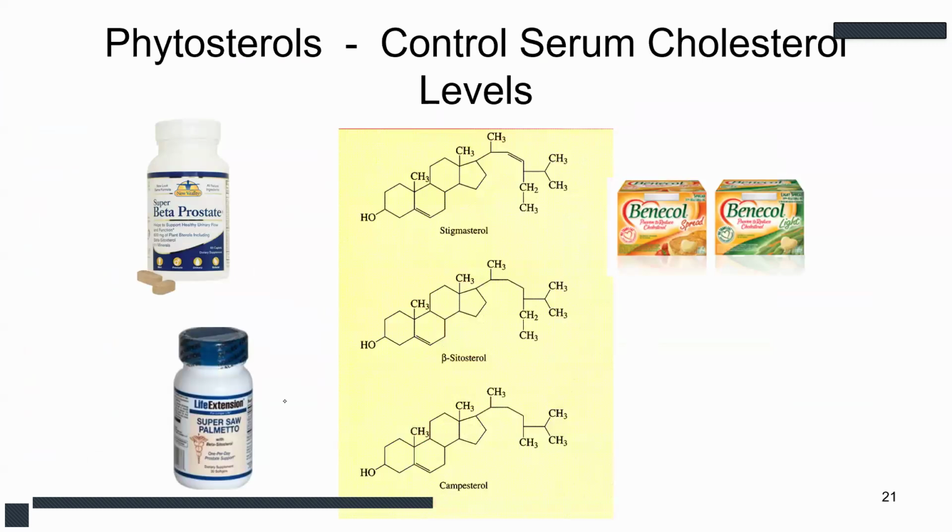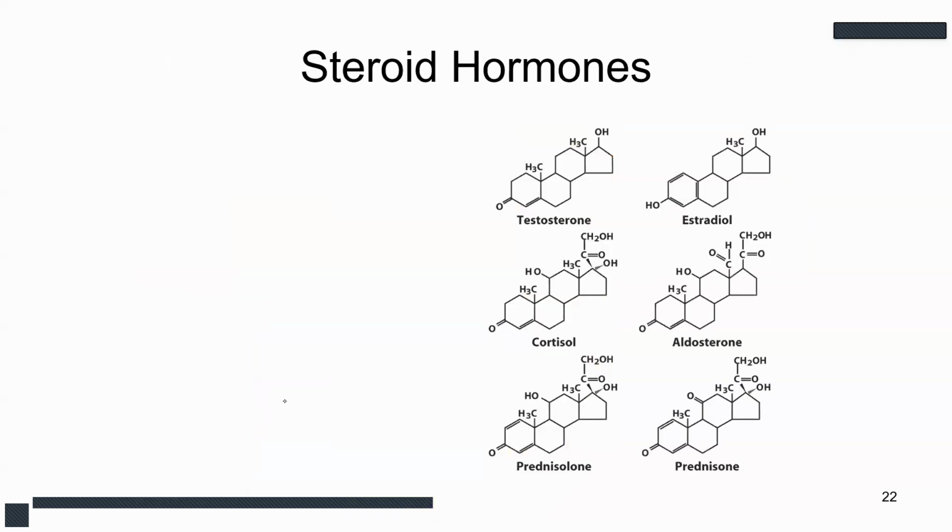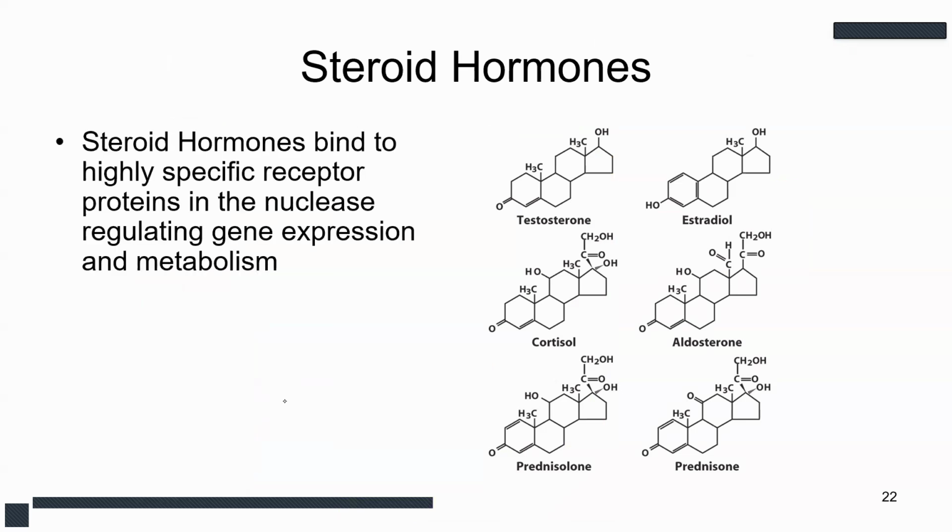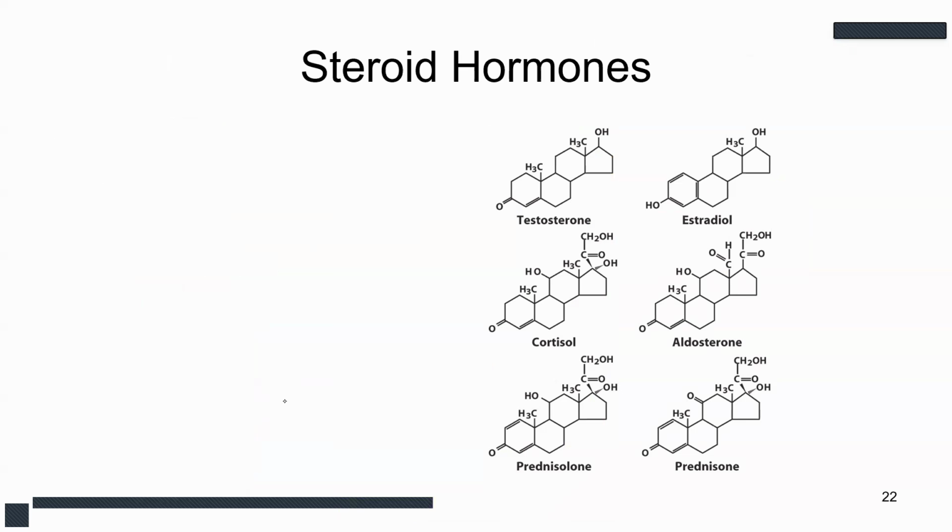There are molecules known as phytosterols that people can take. These are plant sterols. They come from plants, they're found in plant membranes, and they help maintain membrane fluidity. They control cholesterol serum levels whenever a person takes them. A couple of other steroid hormones seen over here on the right, well, these are derivatives of cholesterol.